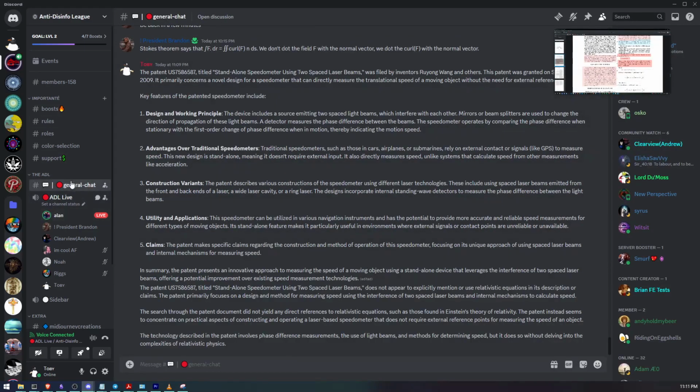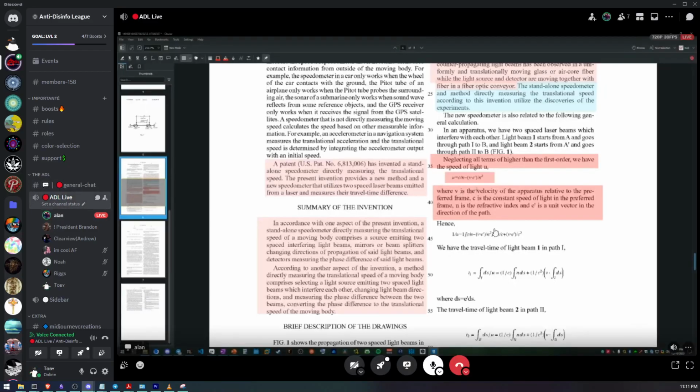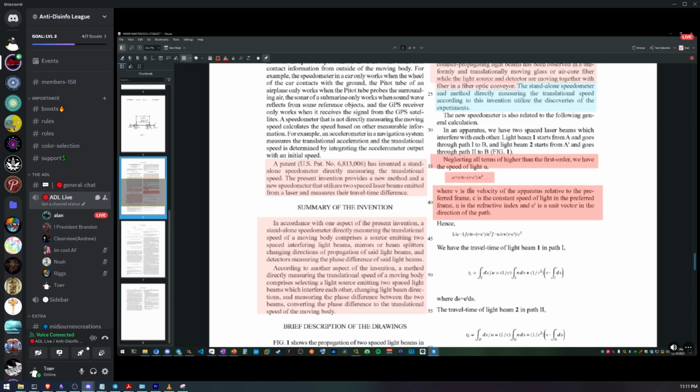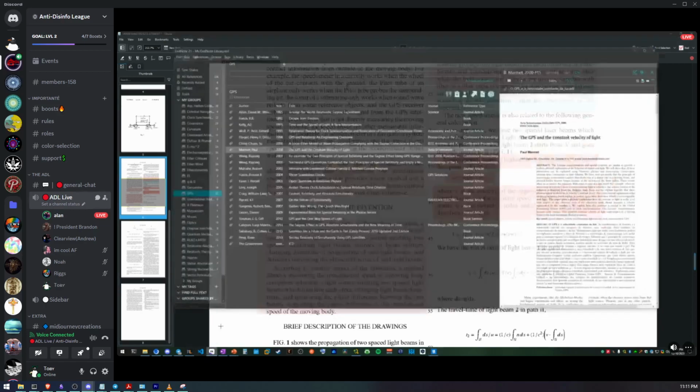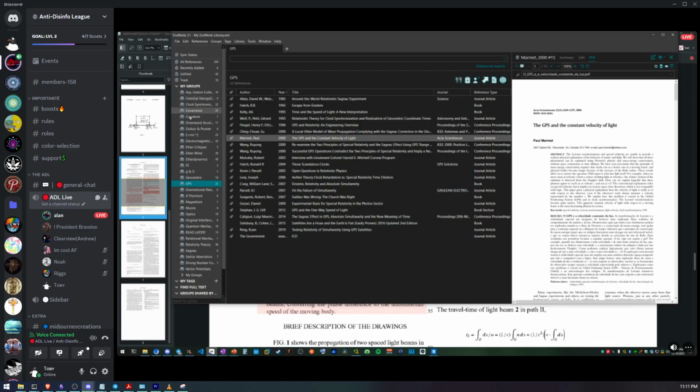This is acknowledgement of the absolute background and how this apparatus functions. Because it's deriving the speed from what? Relative to what? This right here, the preferred frame. Which frame? Sagnac. Which frame was it? Hold on, we have to go back to 1913 real quick and find out which frame we're talking about.